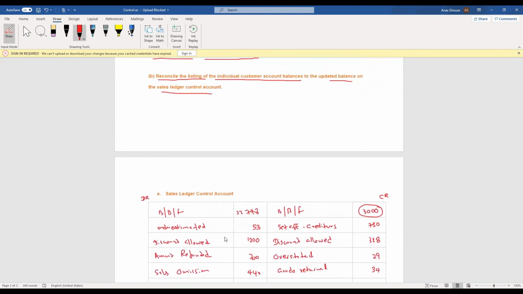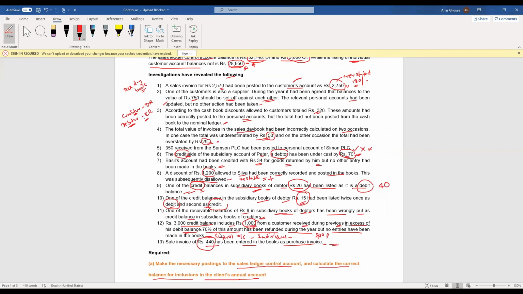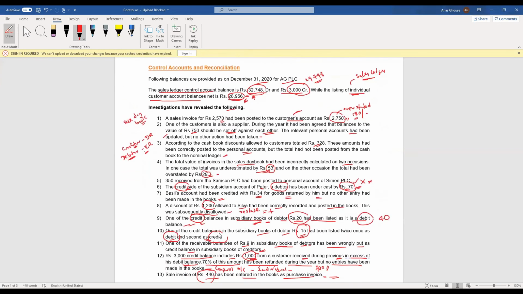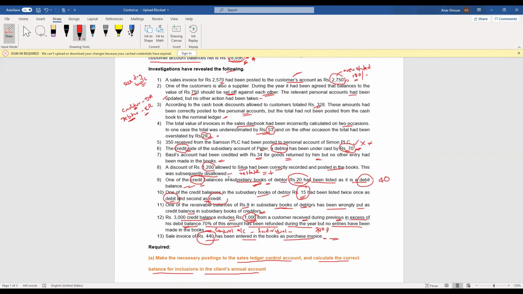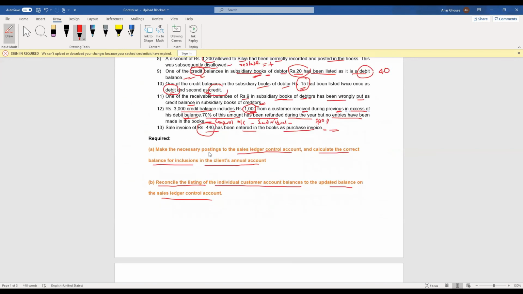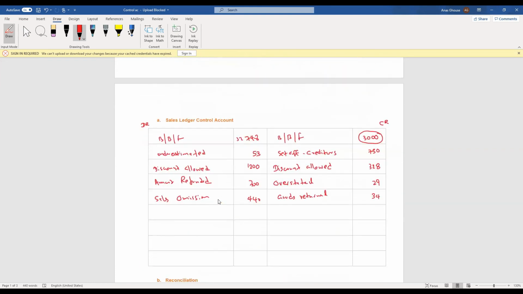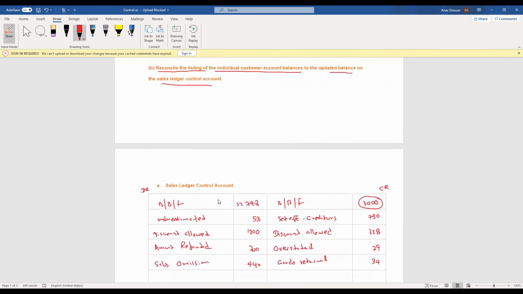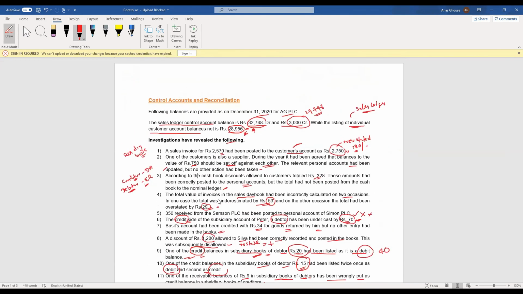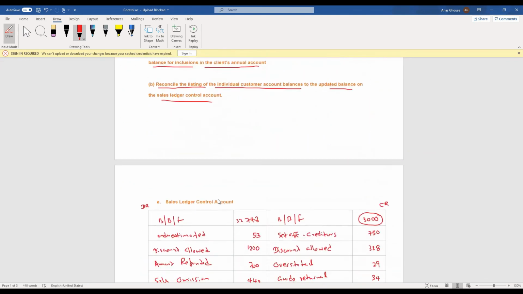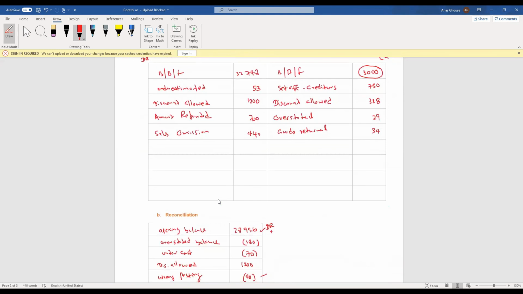So those are the errors that he has made. So we have now rectified this. Now we have been asked to prepare the sales ledger control account, and also we need to reconcile the balances. Now we have to take the closing balances. So what is the closing balance? We need to identify the closing balance.